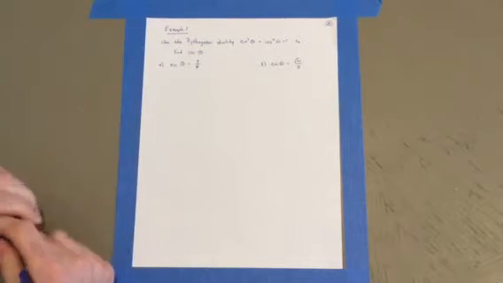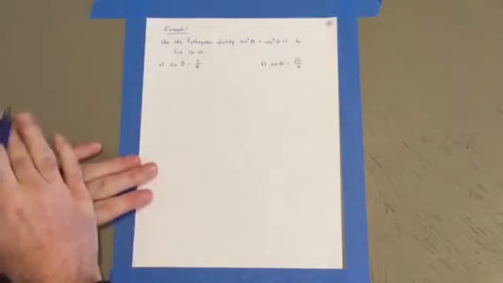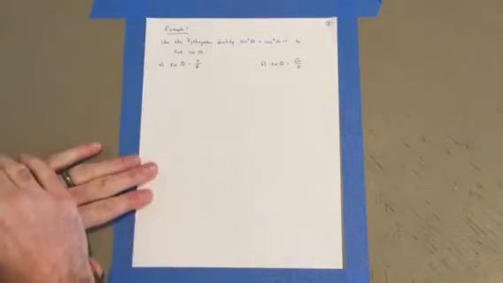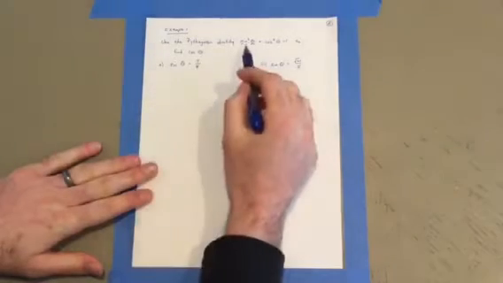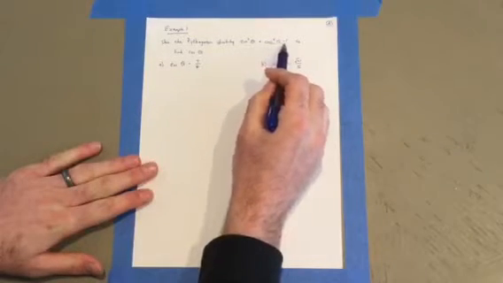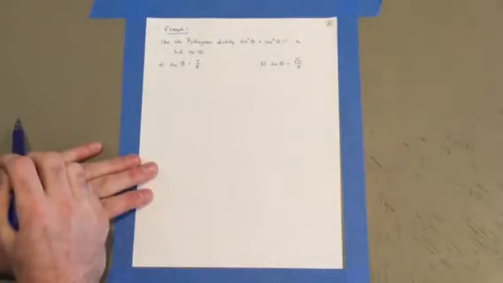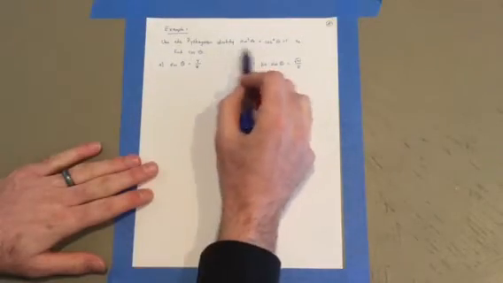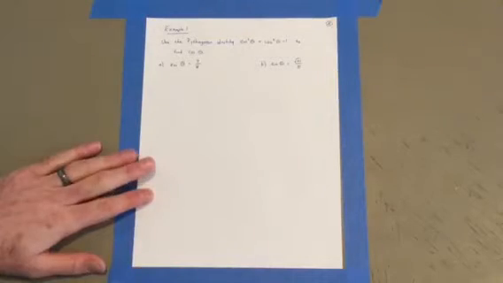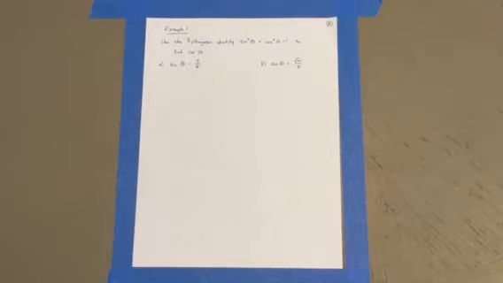All right, we're going to run through some examples here from our next section in 5.2. So here's example 1. Use the Pythagorean identity, sine squared theta plus cosine squared theta equals 1, to find cosine theta. Here's one of our Pythagorean identities, and it is on page 504.